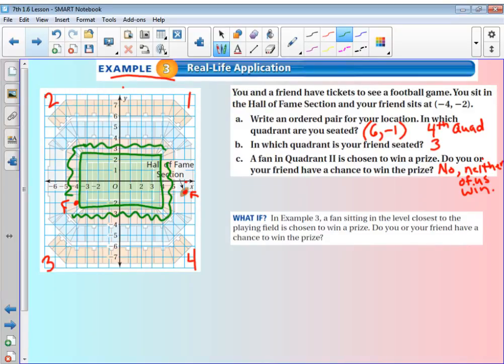Okay. Do you or your friend have a chance to win the prize? So if you're going to get a prize, a possibility, which of us has the chance of getting the prize? Well, who's sitting in that section, that orange section? That would be our friend. Okay, so that's going through and just working with reading through story problems and working off of coordinates and things like that. Okay, so that's a real life scenario.